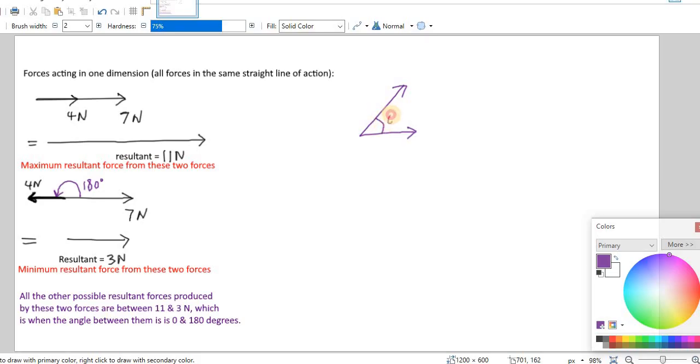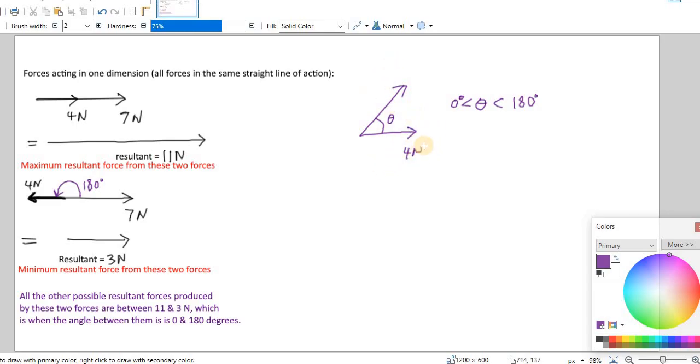So here we can say the angle theta is between 0 and 180 degrees. Because if it's 0 degrees, then this is the case. If it's 180 degrees, then this is the case. So they will be in one dimension if the angle between the two forces is 0 or 180 degrees.